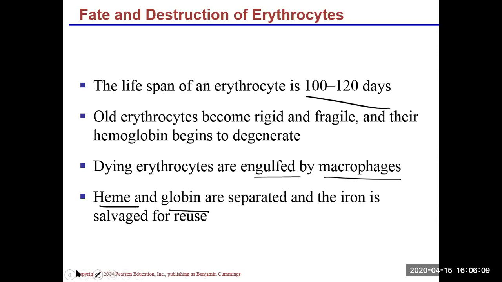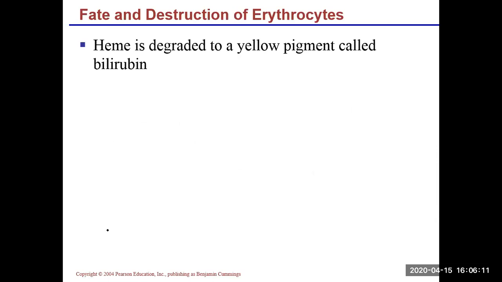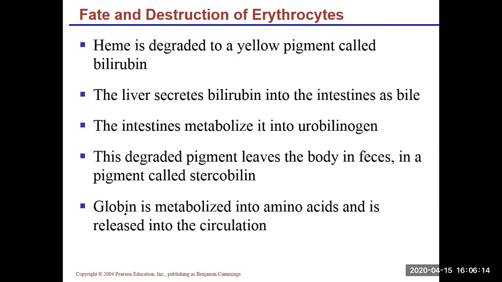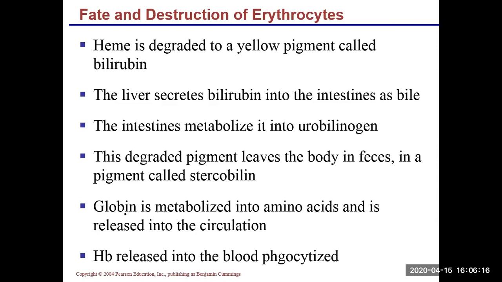So the heme group can be degraded to a yellow pigment known as bilirubin. The liver secretes this bilirubin into the intestine in the form of bile. Later on, I will discuss what this bile does. Basically, it helps to break down the lipids. The intestine metabolizes it to urobilinogen, and then this pigment leaves the body in fecal material, and that's what happens.